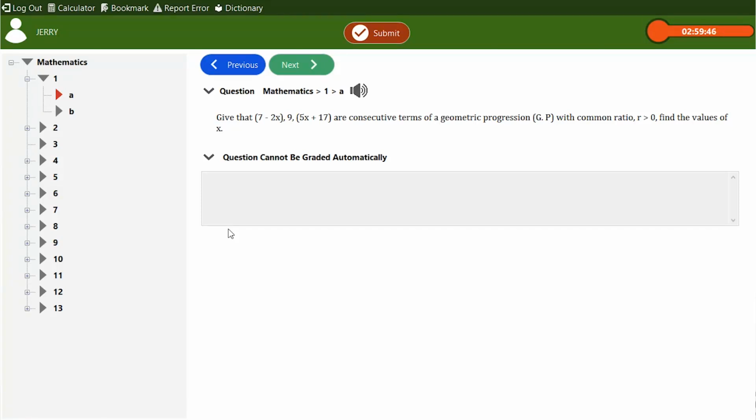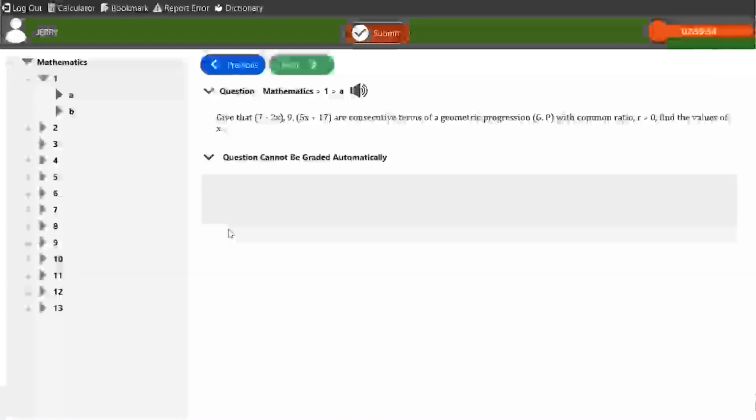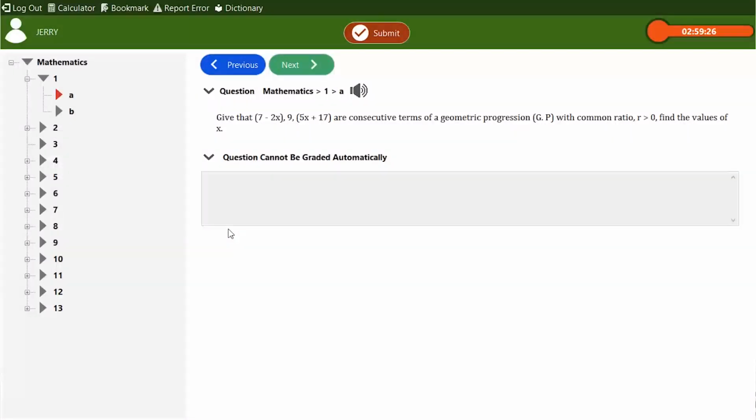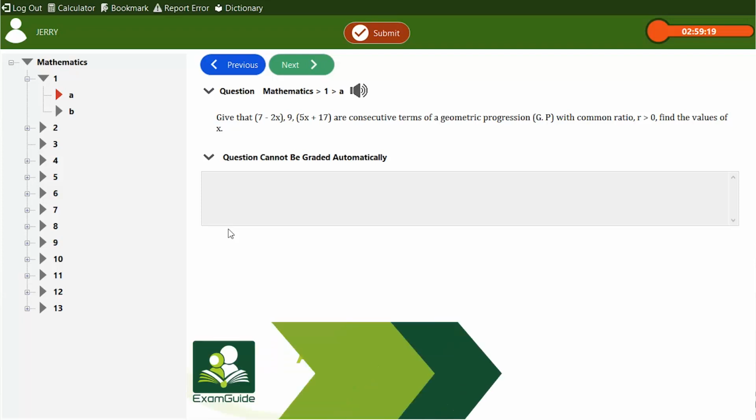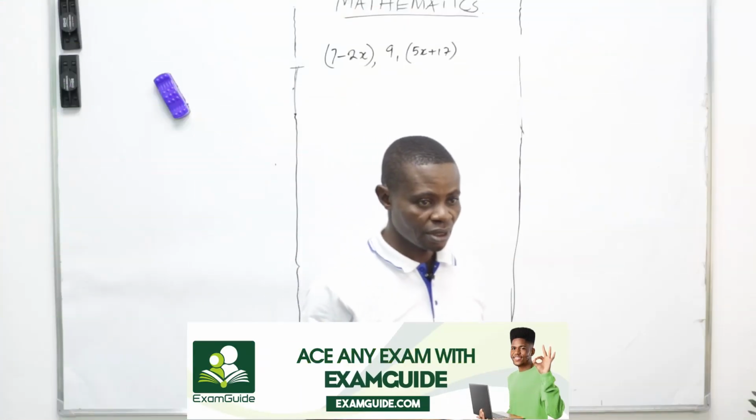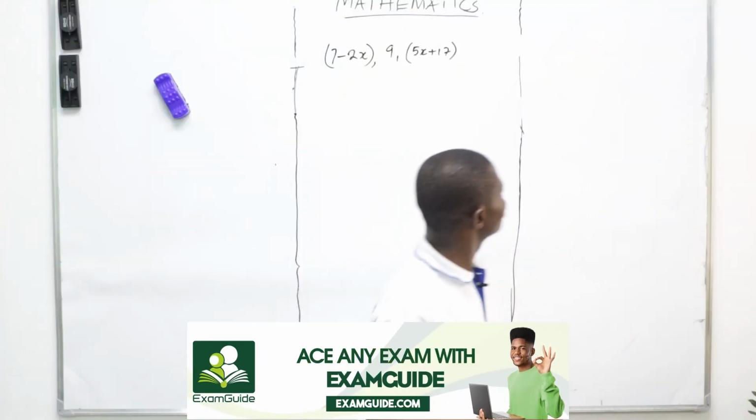7 minus 2x, comma, 9, comma, 5x plus 17 are consecutive terms of a geometric progression. That's GP. With common ratio r greater than 0, find the values of x. Here we are interested in the values of x.